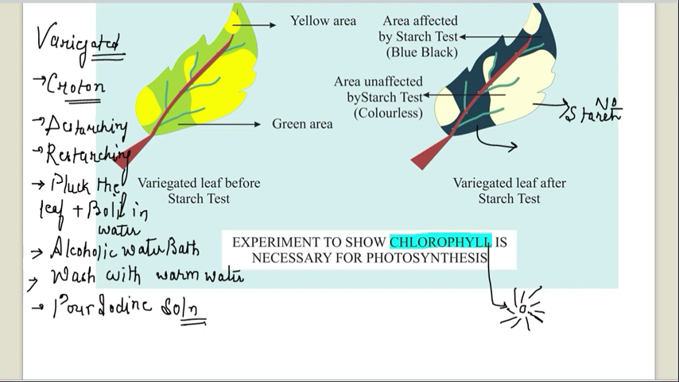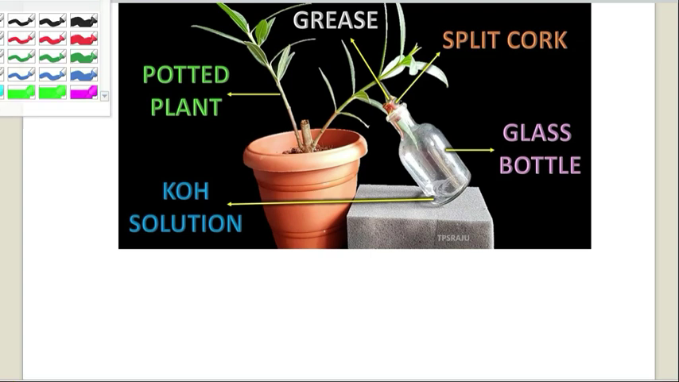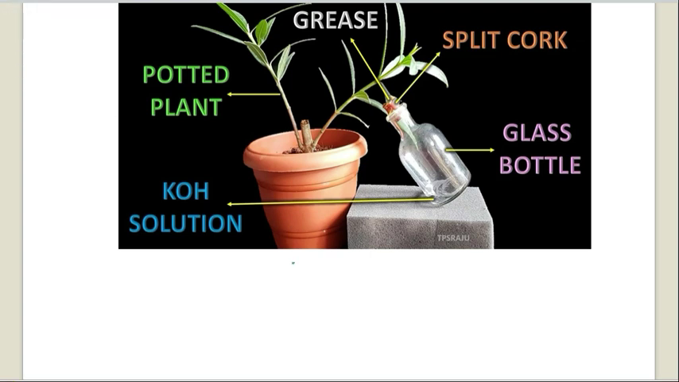And let's come to the next experiment which is there to show the significance of CO2. Yes, CO2 is necessary for photosynthesis, and for that we have to make the experimental setup. But first step is the de-starching, as that of the first experiment we have discussed.